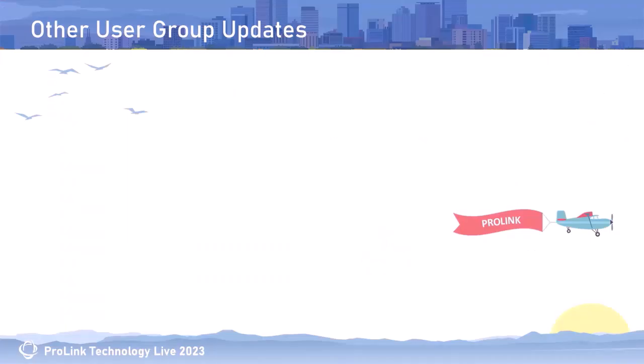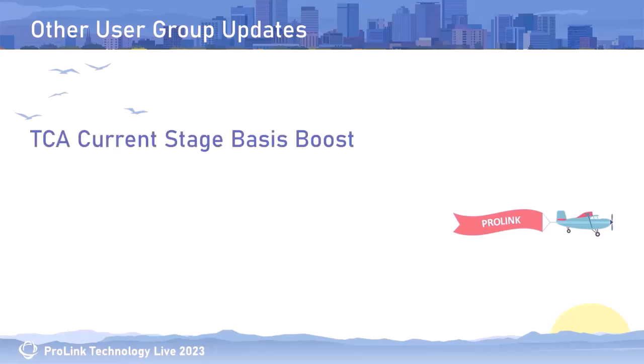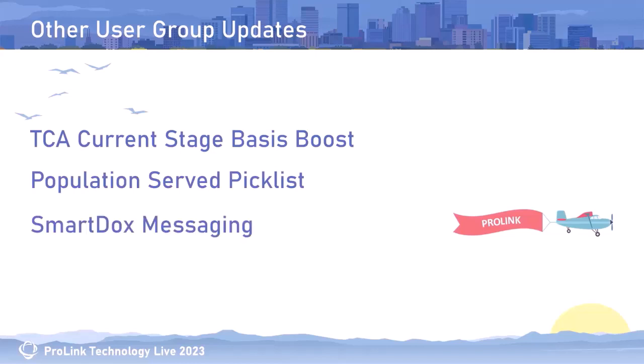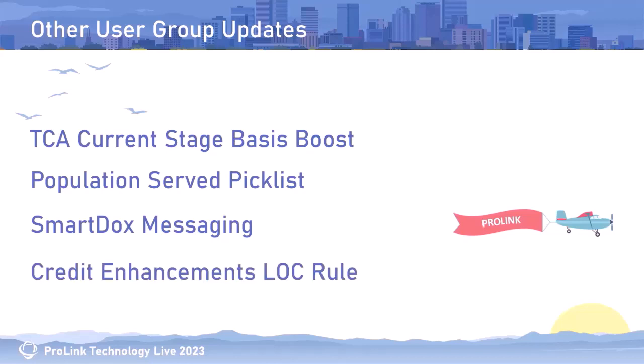Other user group changes included TCA current stage basis boost enhancements, changes to the population served pick list, enhanced Smart Docs messaging, and changes to the security type pick list for the credit enhancements line of credit rule.